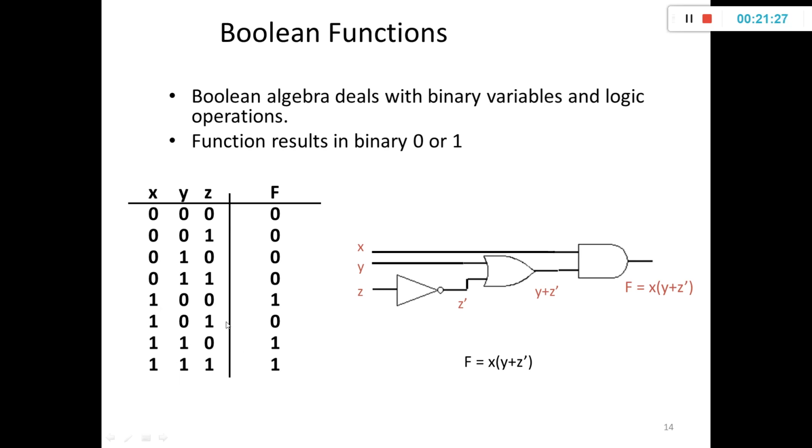Then you have to reduce it. After reducing you get f equal to x times (y plus z bar). Try to reduce this using the relevant laws, that is the absorption law and the inversion law.